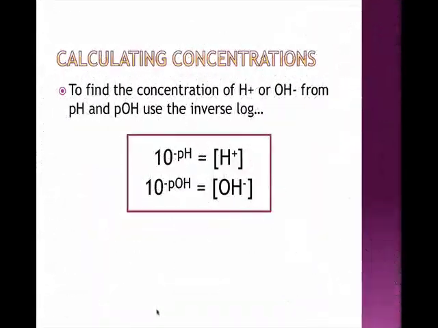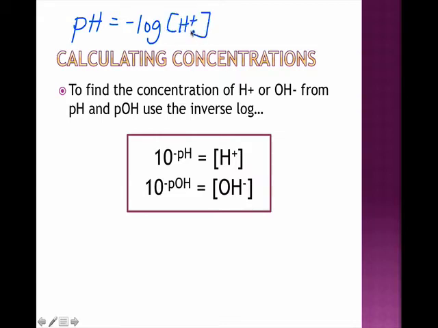The last thing here is, because I'm able to go, what we just did there, from the concentration of hydrogen ions and hydroxide ions to the pH, I can also go backwards. I can go from the pH or the pOH back to the concentration of the hydrogen ions. So I can solve for this. And to do that, I do the inverse log. And the inverse log is just 10 to the negative pH.